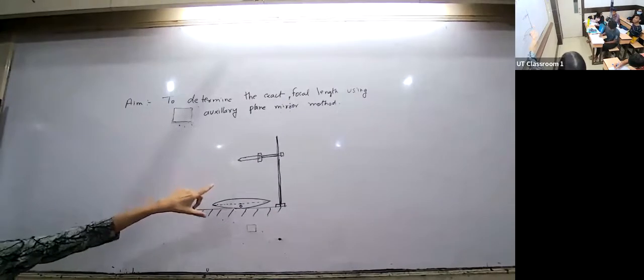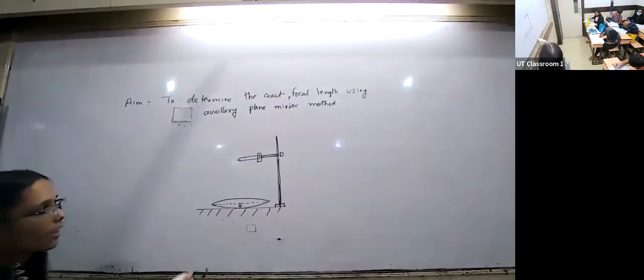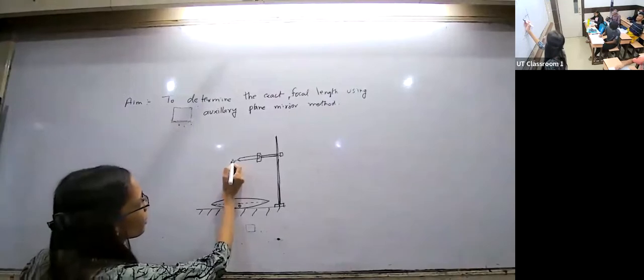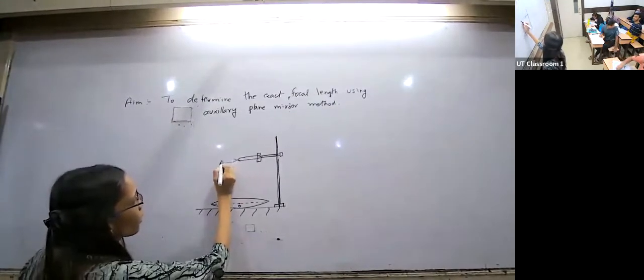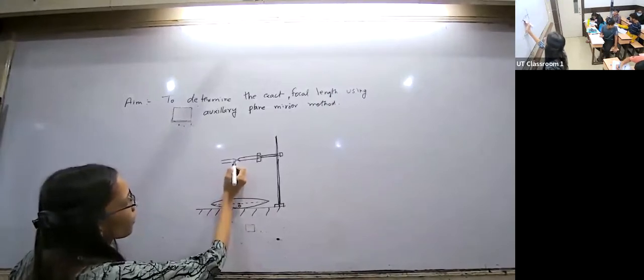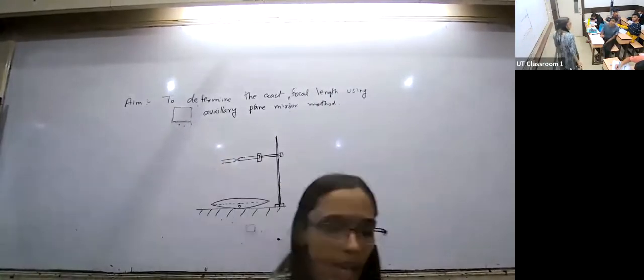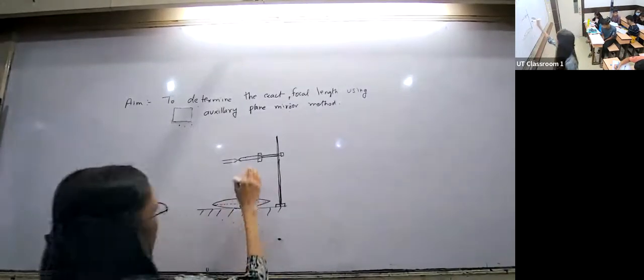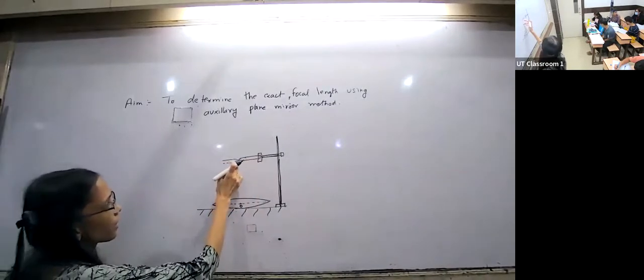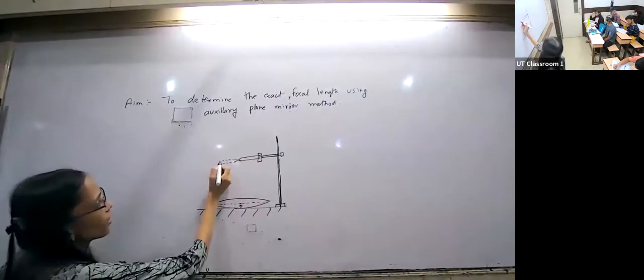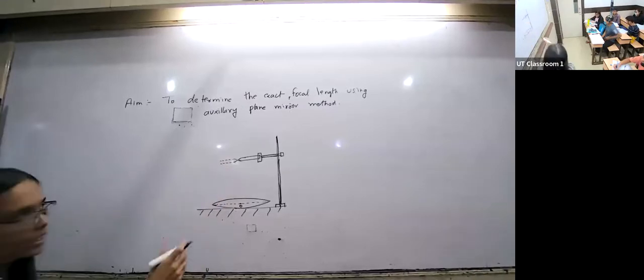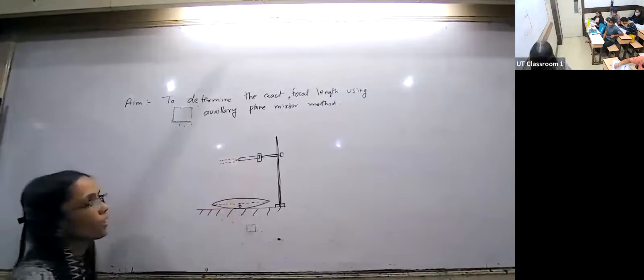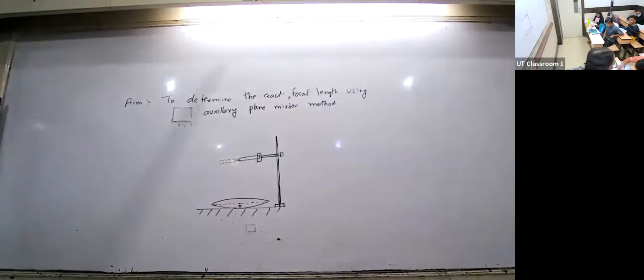What will I see? I will observe an image, and that image is exactly opposite. And if you look at page 130, you can see the diagram. So this is how you see your image. I'll try my best to replicate it properly.